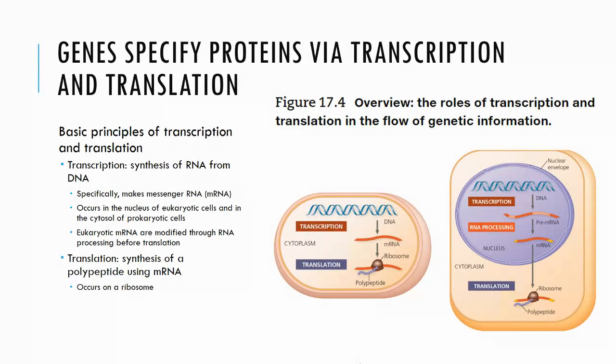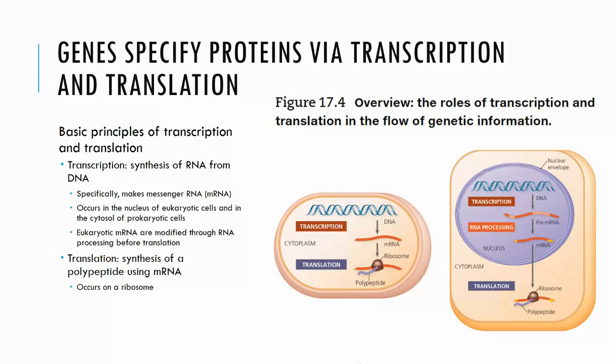So here in figure 17.4 is a basic overview of transcription and translation. Transcription is the process of using DNA to make RNA, specifically messenger RNA or mRNA, which is one of the three types of RNA. In eukaryotic cells, that process occurs in the nucleus, and in prokaryotic cells, it occurs in the cytosol. After transcription, eukaryotic mRNAs are modified through RNA processing before translation begins.